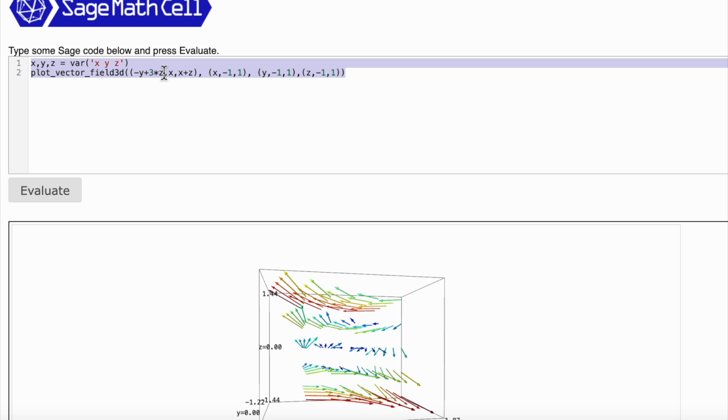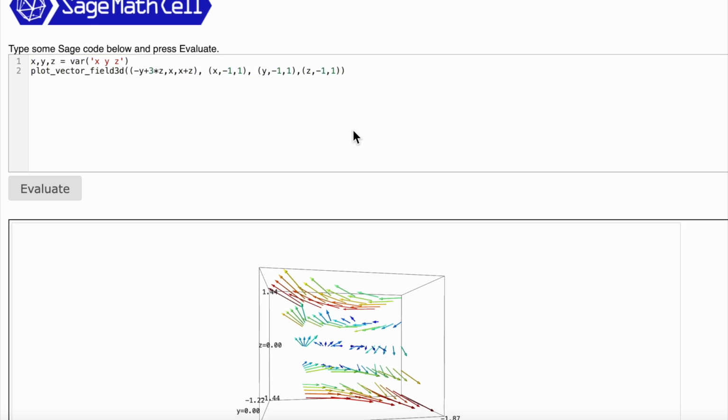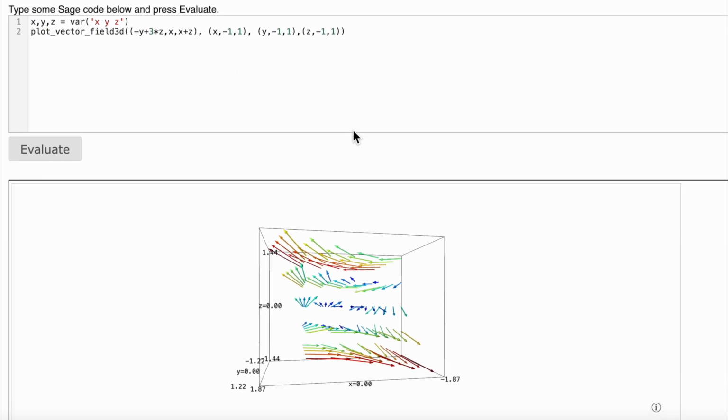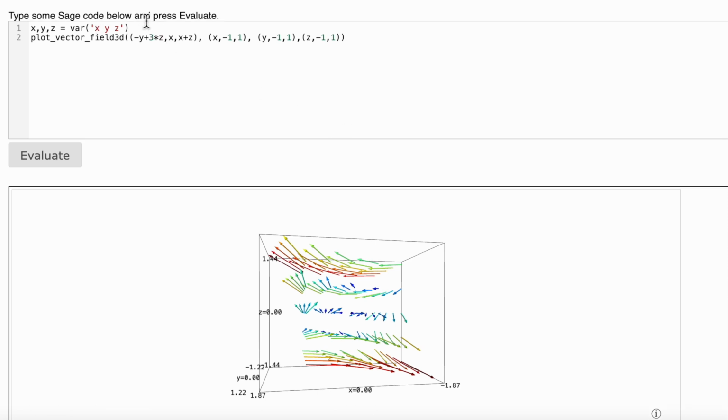Let's check some other examples. So this one will be in 3 dimensions. I mean, the vector field can be in any number, we said, in any space Rn. So in this case, we consider this vector field, the one whose components are minus y, 3z for the first component, x for the second component, and x plus z for the third.